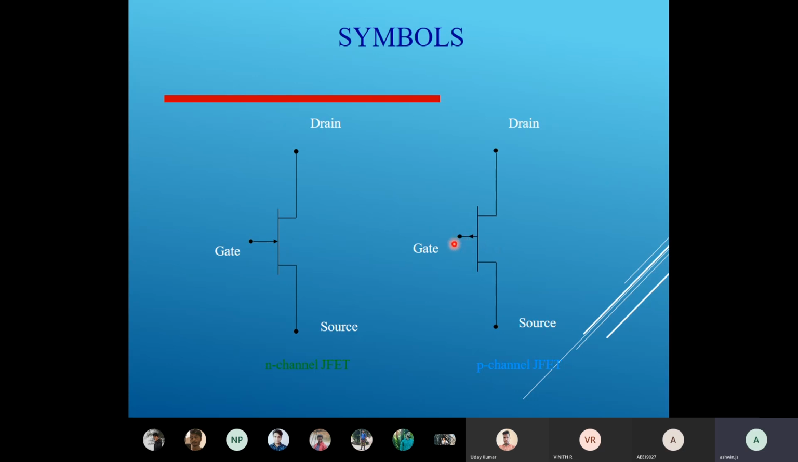Like in a BJT, how is it? If the direction is outside, it is an NPN, and if the direction is towards the transistor, it is a PNP. Similarly here, if it is towards the transistor, it is N channel, and if it is away from the transistor, it is P channel JFET.